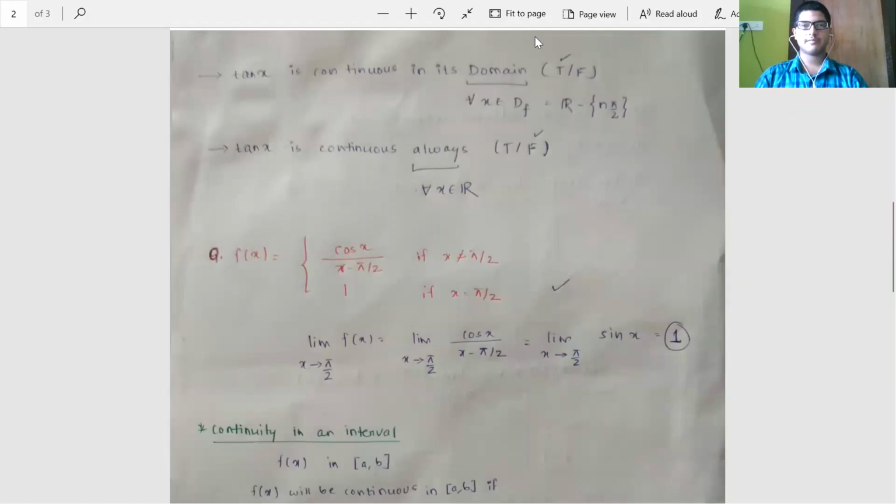Now let's come to one more example. Tan x is continuous in its domain. True or false? This is true, because this is the set of points for which we have to find or comment on the continuity. What is the domain of function tan x? It is x belongs to R minus n pi by 2, R is all real numbers. We can see easily from the graph of tan x, right? This is the graph of tan x, like this.